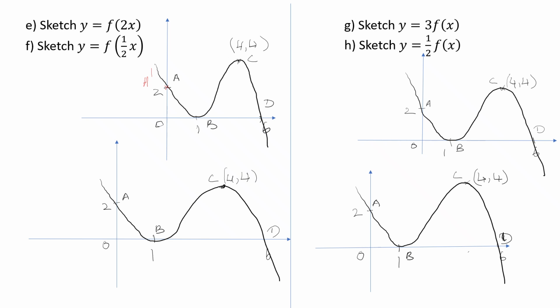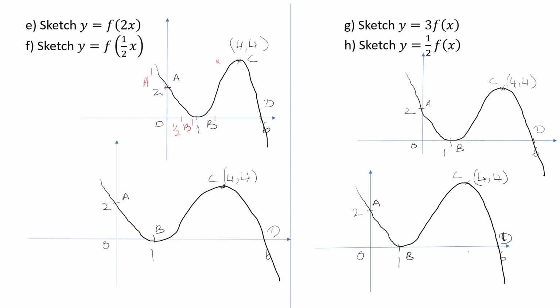Point B, x coordinate is 1, so it's stretched by half. So the new coordinate here is half. This is B dash. Point C, x coordinate is 4, so it's stretched by half. So 4 multiplied by half is 2. So it comes like here.